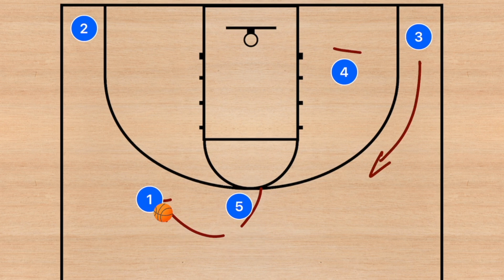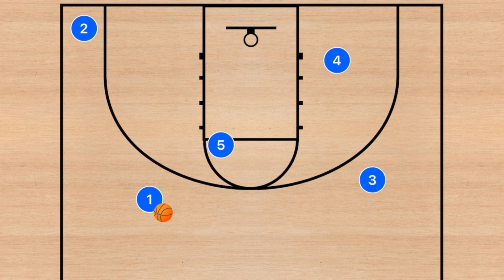Now, we've got a lot of options. So we're going to have player 5 do a short roll to the high post at first, and we're going to kind of have player 4 stay where he is and kind of post up that man. Now, we have a lot of options.